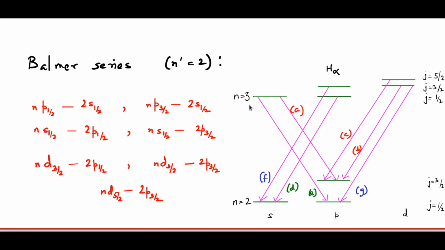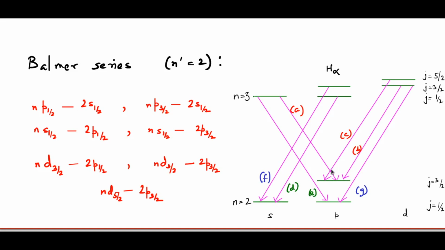The situation with n equals 3 is you have 3 possible values of L corresponding to S, P and D. For S, you can only have J equals 1/2. For P, you can have both 1/2 and 3/2. And for D, you can have 3/2 and 5/2. And note once again that even after the lifting of the degeneracy, the levels with the same J value are still degenerate. So 3S1/2 and 3P1/2 are degenerate. 3P3/2 and 3D3/2 are degenerate. 3D5/2 has a higher energy than that. And the energy gap here is also slightly smaller than the energy gap here.